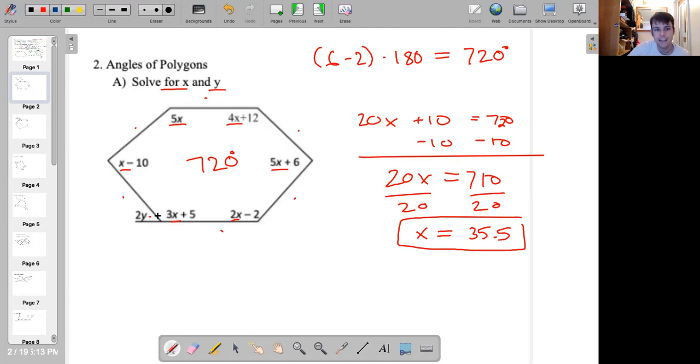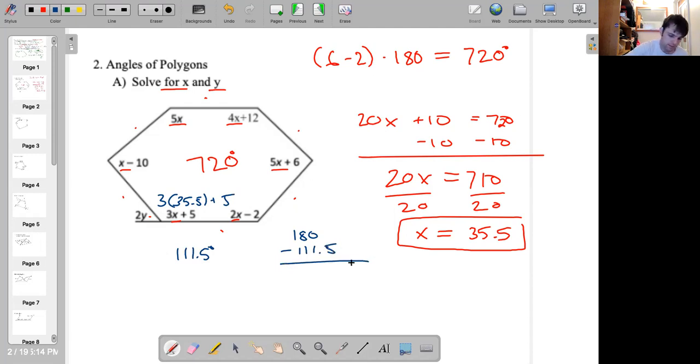So we go ahead and take the value of x here. These two angles are going to be supplementary, so we can figure out what this angle is and then use that to find the exterior angle. So this one's going to be 3 times 35.5 plus 5. That is going to equal 111.5 degrees.